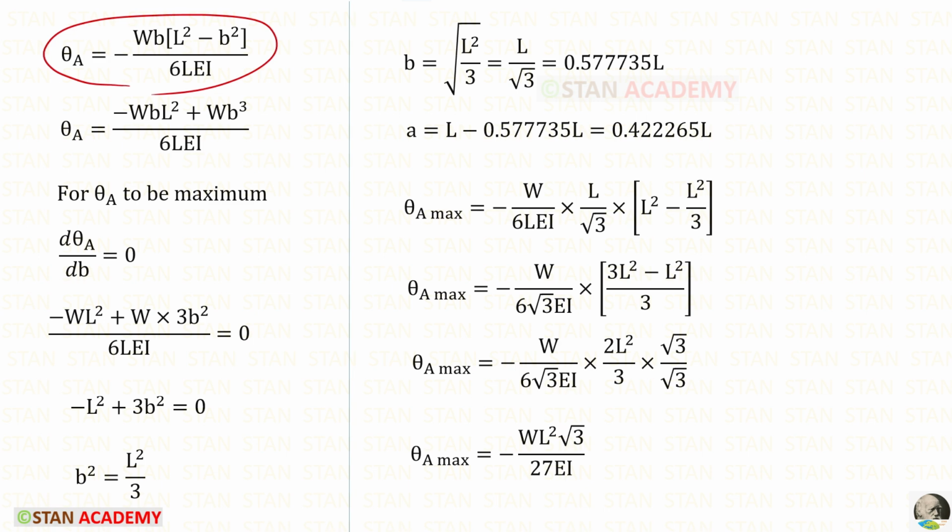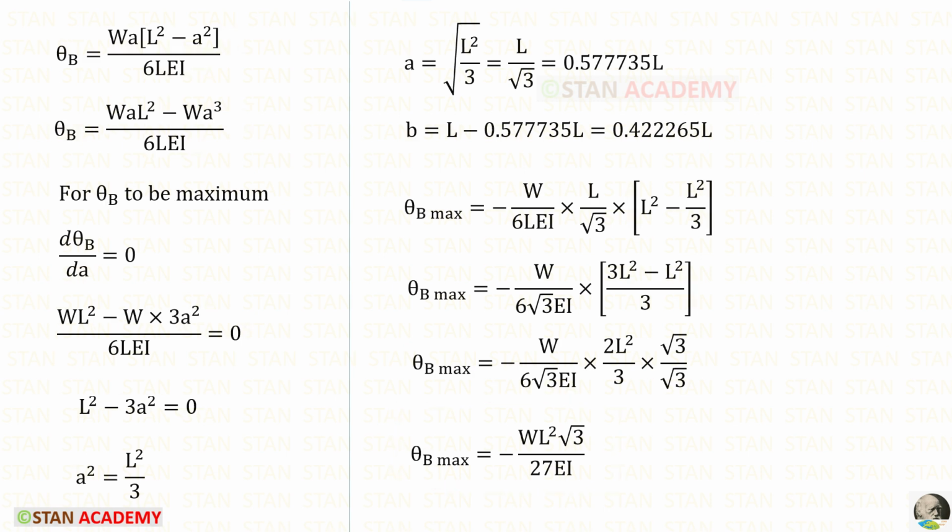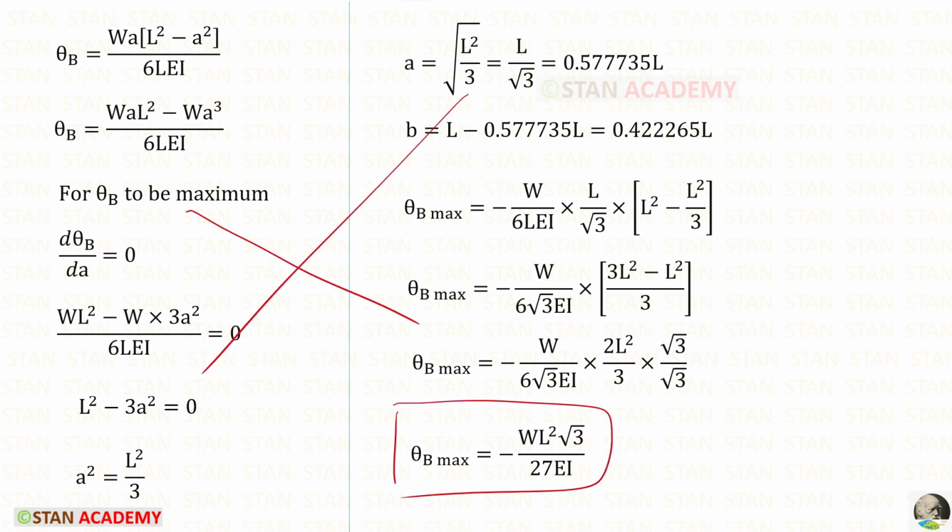In this one, for b, let us apply L upon root 3. Here we have b square. B square is L square upon 3. After simplifying, for the maximum slope at a, we will get this. In a similar way, we can find the maximum slope at b. We will get the same value. So this step is not required. This is the maximum slope we know.